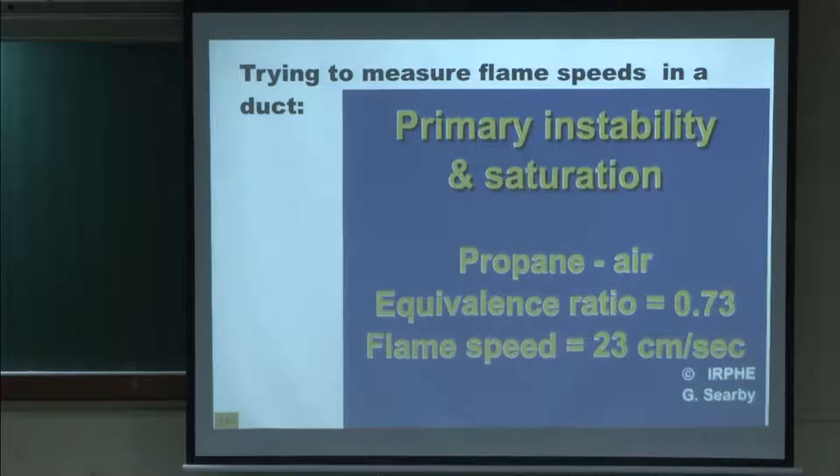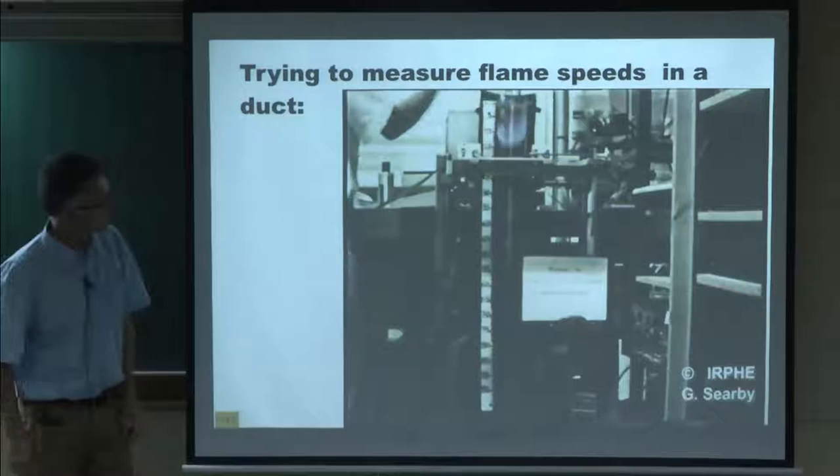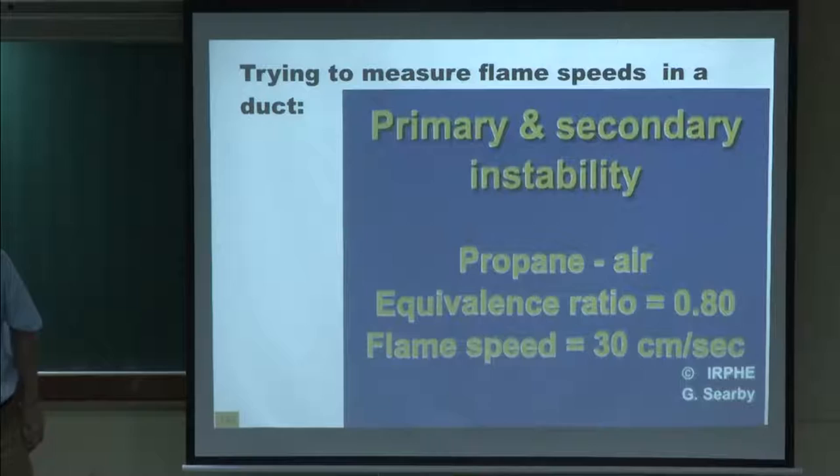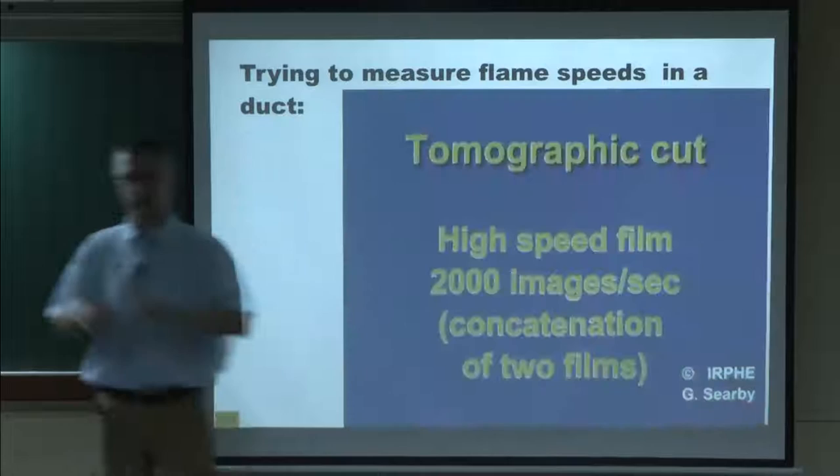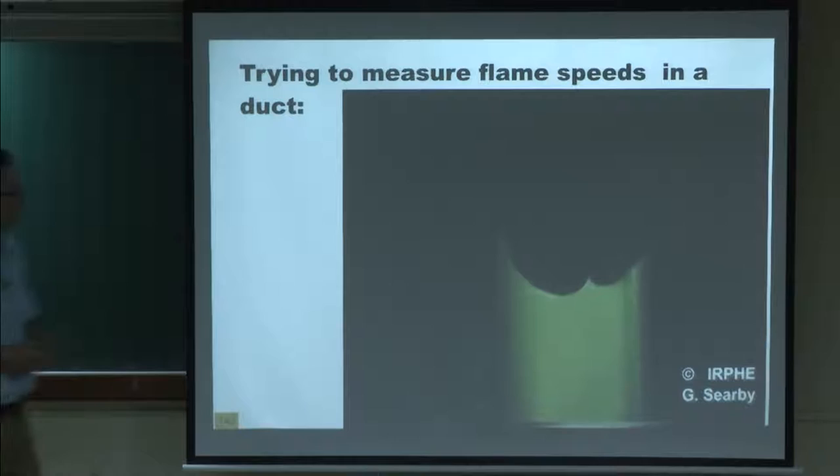It's a lean propane air. You ignite at the top, and you see that the flame is actually planar for a short time. This is a different equivalence ratio now. You ignite at the top, and you see that after this point here, the flame gets crazy because it's creating cells. So let me show you now a cut. It's a tomographic cut. So you should have a planar flame front, and you see that you develop these cells.